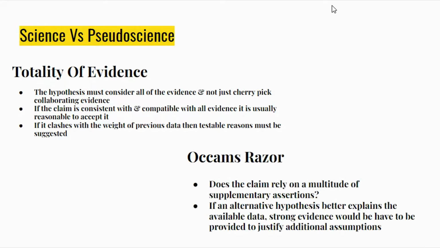Now, Occam's razor, probably a phrase that most people are familiar with, but it's also a phrase that people misinterpret and misunderstand. So when we employ Occam's razor in scientific thinking, we associate it with assumptions more than anything. Does the claim rely on a multitude of supplementary assertions? Or if an alternative hypothesis better explains the available data, strong evidence would have to be provided to justify additional assumptions. So if there are two opposing theories and one has to make several assumptions, then we should side with the theory that doesn't rely on assumptions. That is the general thesis with Occam's razor.